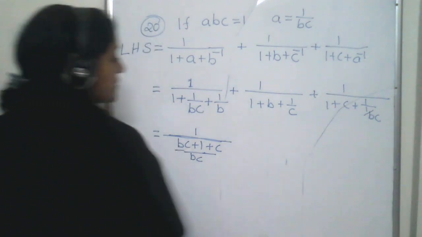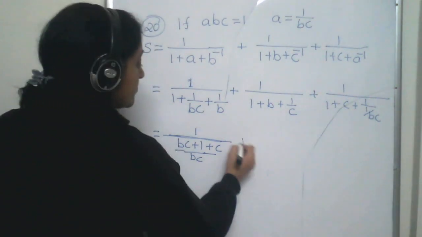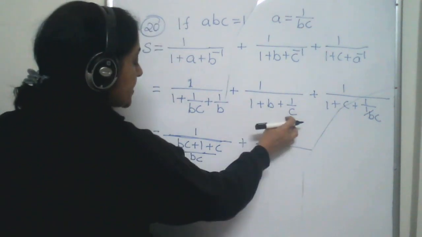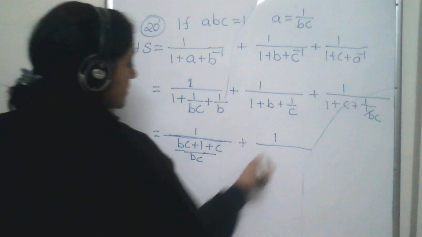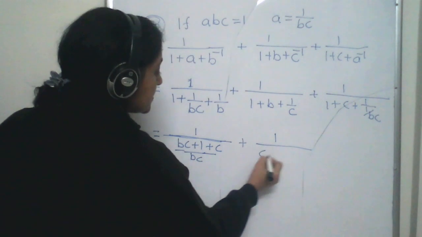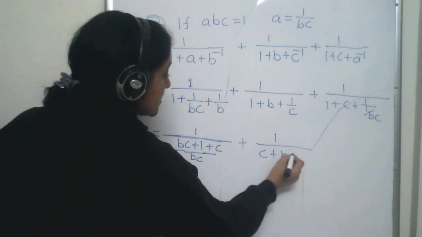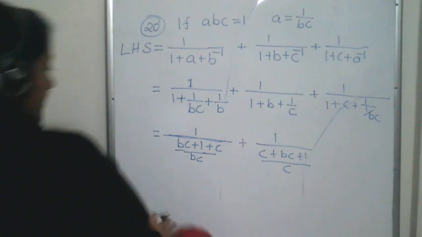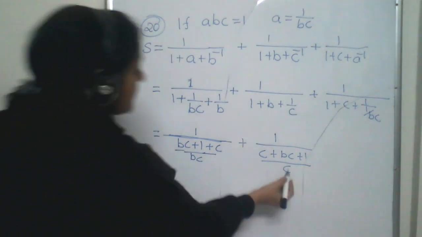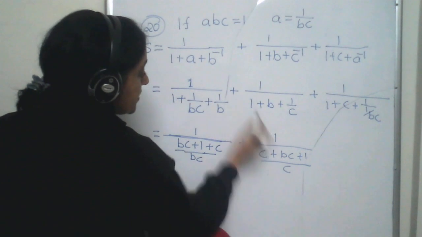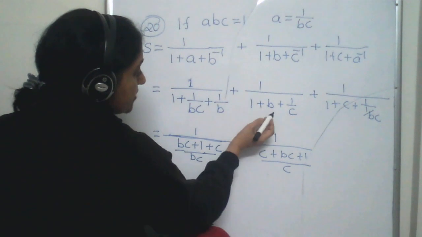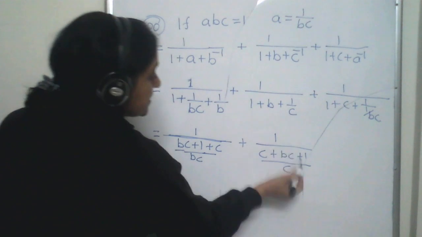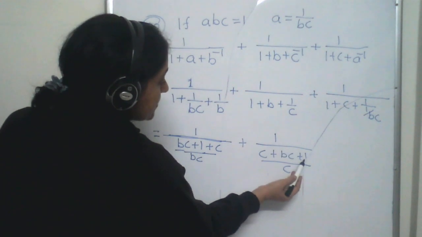Now here what is happening? Plus, now if I have to take c as the denominator, then c plus bc plus 1 upon c. The LCM will be c for it. Here nothing is there, so c is multiplied. Here also nothing is there, c is multiplied. And here only c is there. We don't have to multiply anything and we have it here.